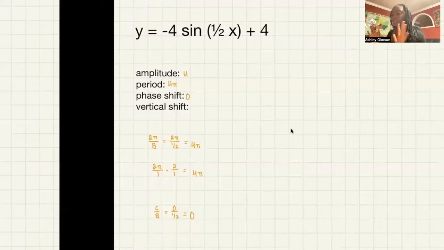It works out. So now we're going to move on to something easier, which I love, which is our vertical shift, which again, you can find straight in your equation. It's just going to be your D. So we see here, it's 4. So your vertical shift would be 4. So your amplitude again is 4, period 4 pi, phase shift 0. Again, it can be a 0, and then vertical shift 4.